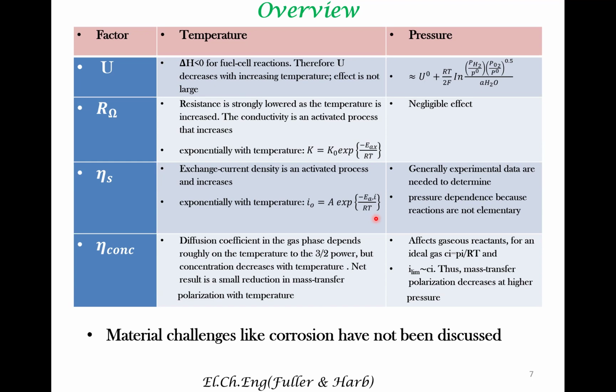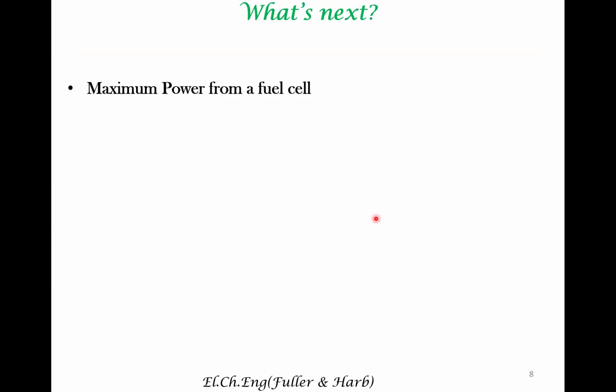So, even though we may claim that we can have better performance at higher temperature, other challenges like material degradation and corrosion have a debilitating effect at higher temperature. So this aspect of corrosion and other material challenges has not been discussed, and one of the reasons is that they are fairly specific. There are no general arguments. You have to look at a specific case and try to understand what's going on.